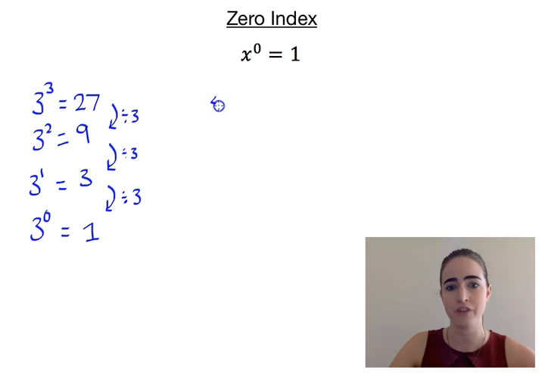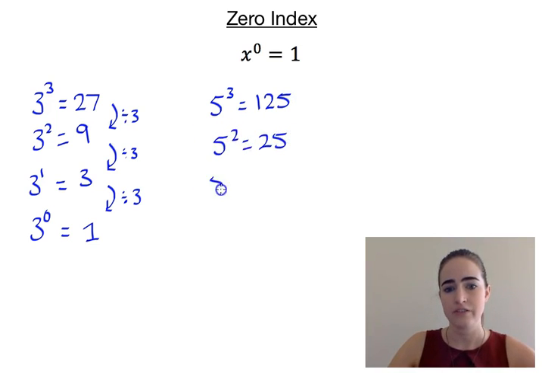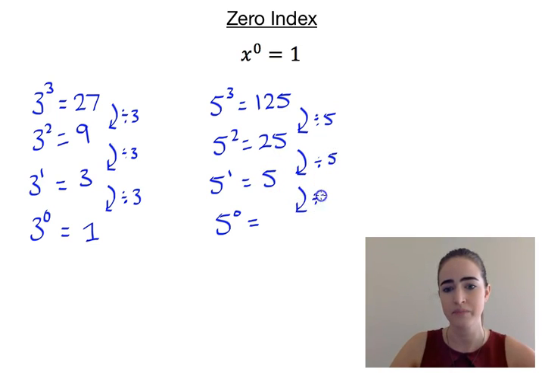Let's have a look at it with 5s. If we had 5 cubed, that's equal to 125. 5 squared is equal to 25. 5 to the power of 1 is equal to 5. So we can have a look, and again, 5 cubed is 125. To get down to 25, that's dividing by 5. Then we'll divide by 5 again, and that gives us 5 as our answer, and then divide by 5 one more time. And because we're going 5 divided by 5, anything divided by itself is 1.